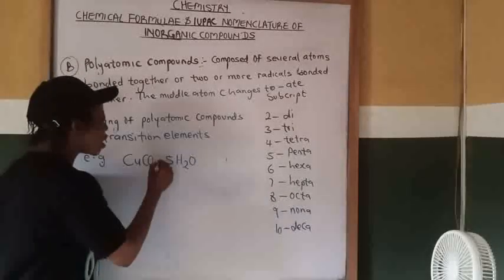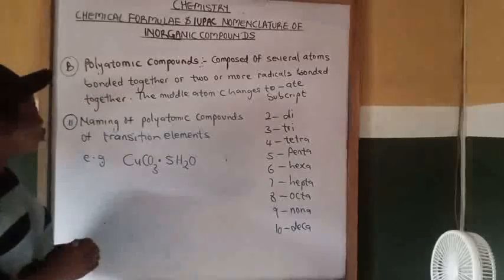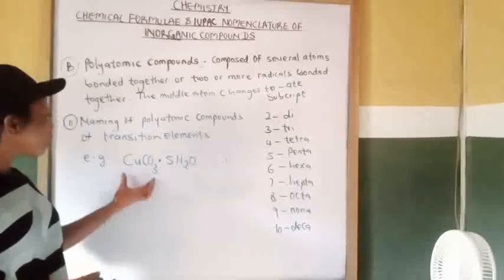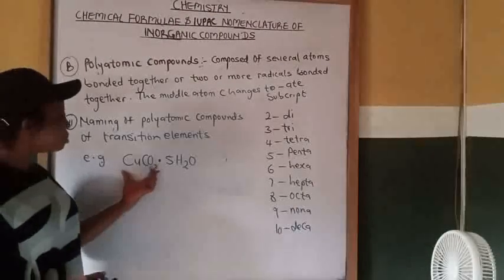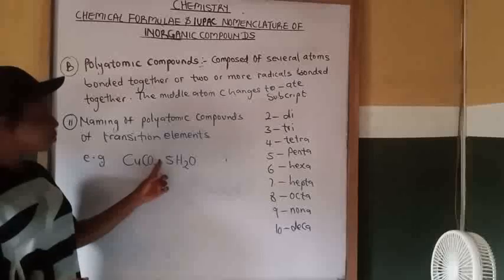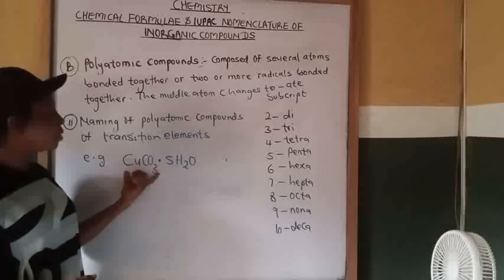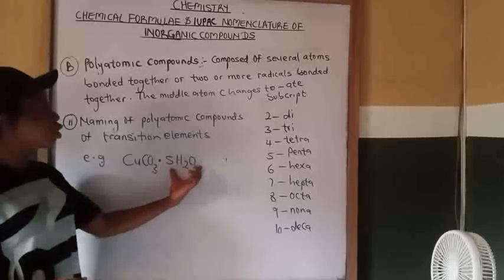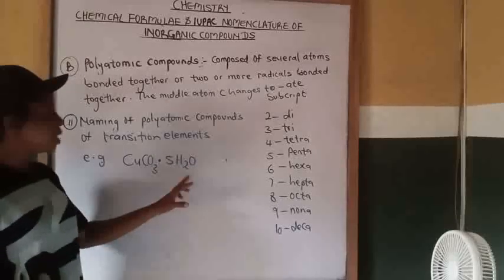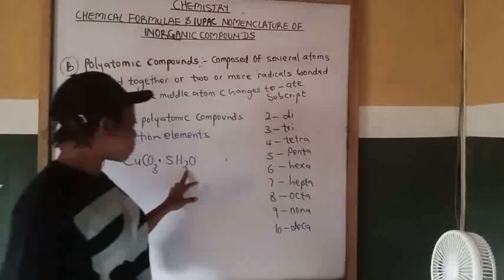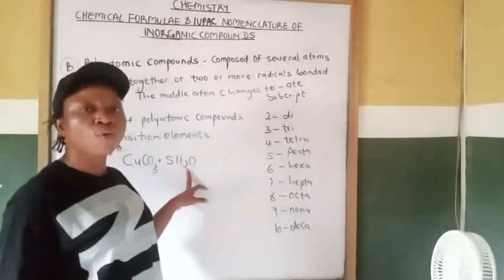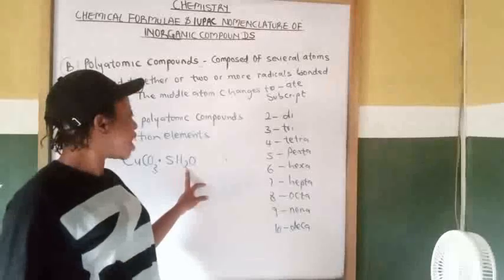CuCO3.5H2O. What are we going to call CuCO3.5H2O? The first thing: you name the compound before the dot first, followed by the water molecule. Addition of water to a compound is called hydration.